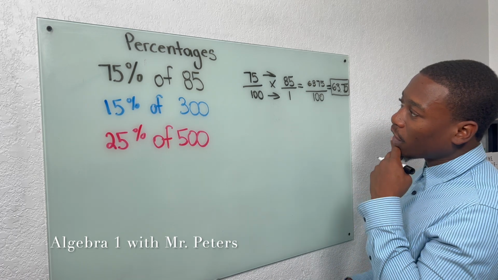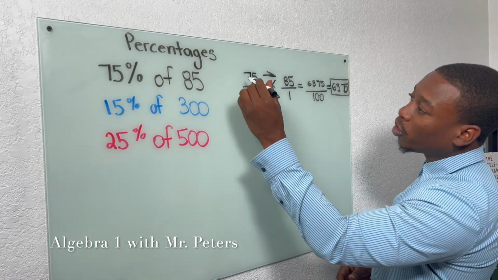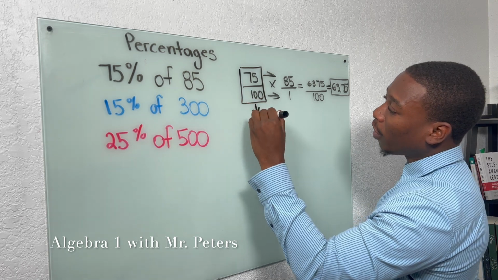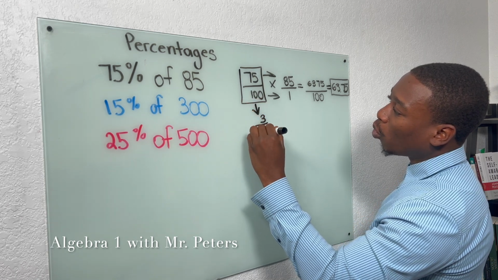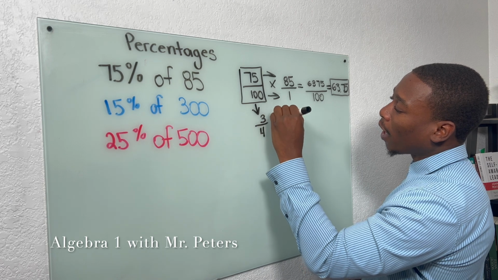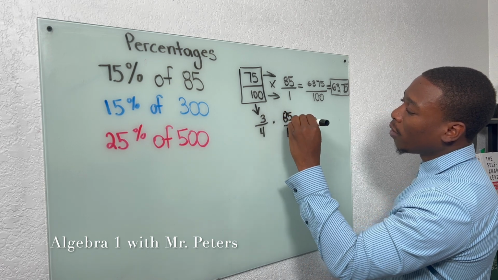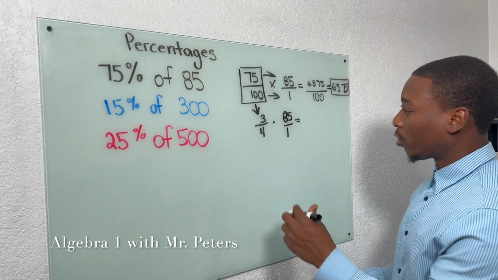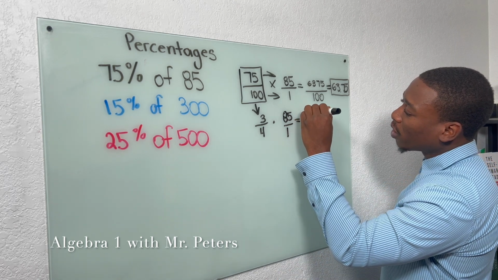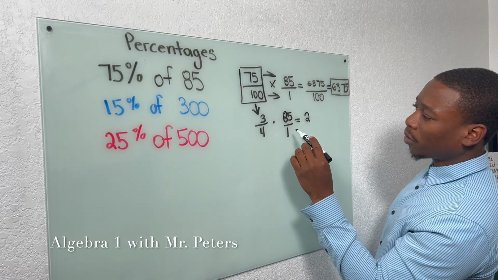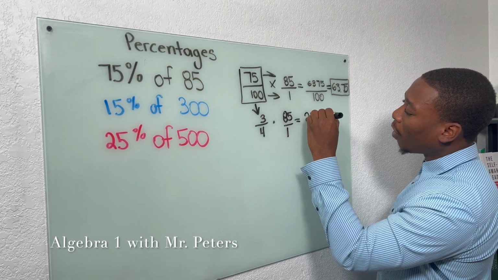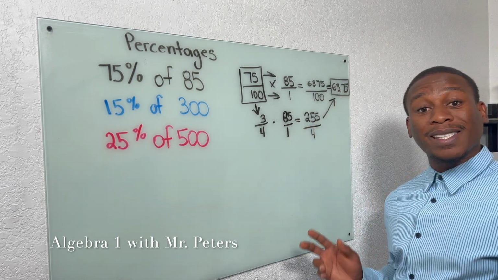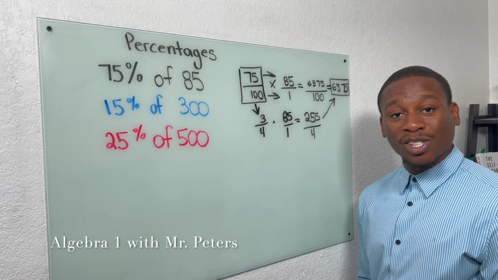So if we don't have a calculator, what we can do is we can reduce this fraction to its lowest terms. Meaning, I could do 3 over 4 multiplied by 85 over 1. And now what's going to happen is I'm working with smaller numbers, so it's a little bit easier. So we should get 255 divided by 4. And once we simplify, we're going to get the same exact decimal.